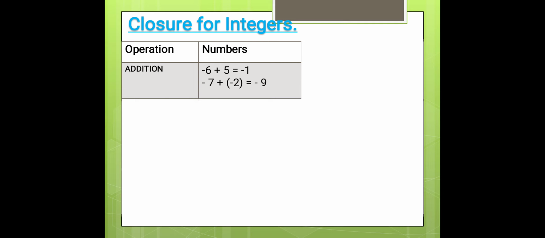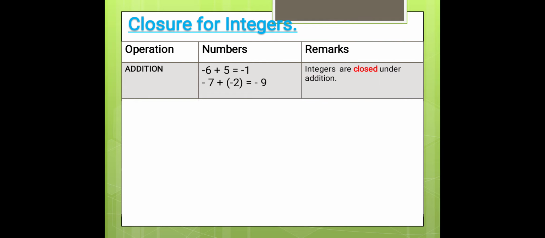In the second example, negative 7 plus negative 2. The answer here will be negative 9, which is again an integer. Therefore, integers are closed under addition.